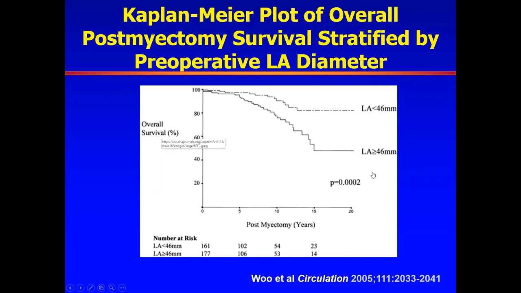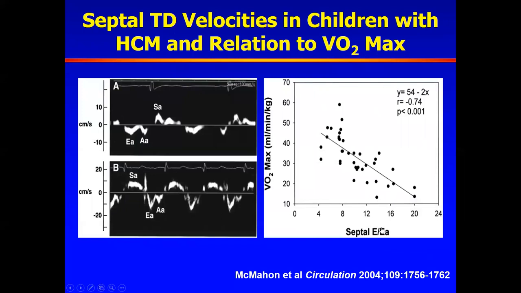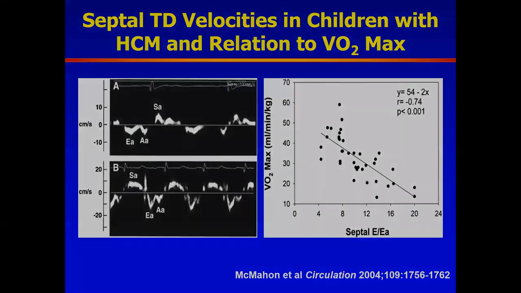These were patients that were left with excellent myectomy results with no significant dynamic obstruction, highlighting the importance of persistent diastolic dysfunction and its contribution to symptoms and worse survival. Another indicator of diastolic function here is the E to E prime ratio, and it is associated with peak oxygen consumption. This is work done with Texas Children's, so this is work done in children. And we show here that as the E to E prime ratio goes up, so the left atrial pressure goes up, peak O2 consumption goes down. There are also similar data in adults that has been published.